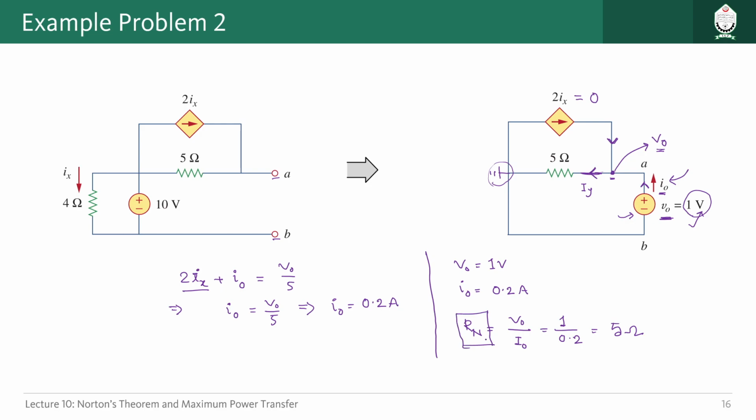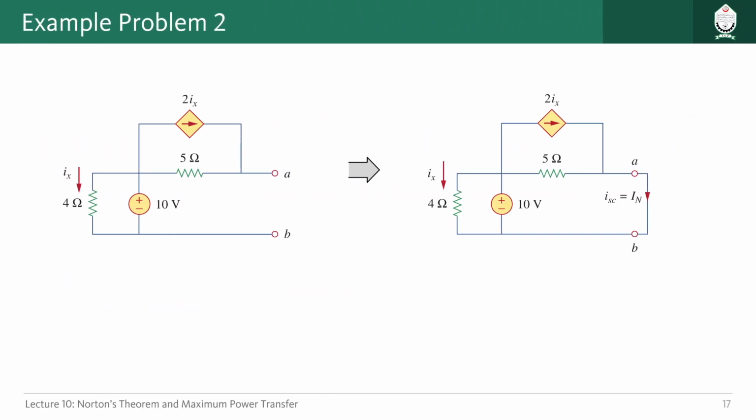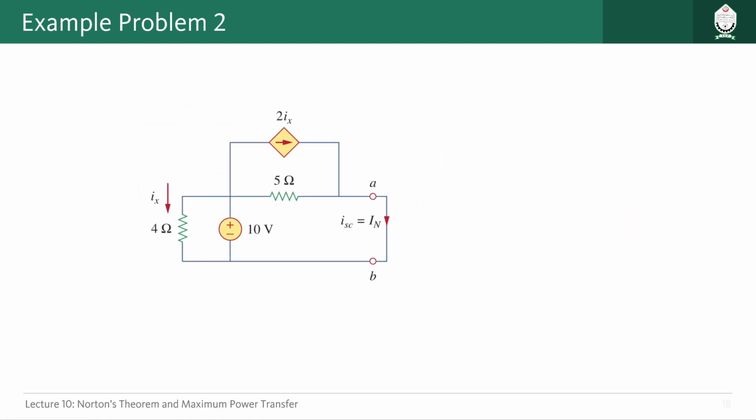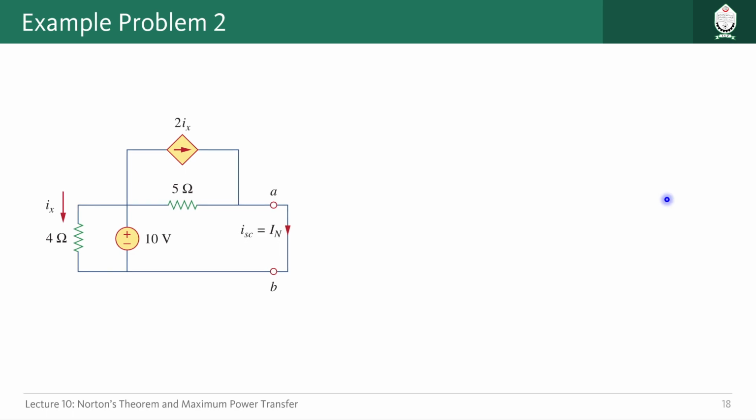Now let us try to find out the value of In. So again we have the initial circuit here, this one, and we have to short the terminals A and B, and find out the current going through that path. So this is the circuit we have to solve here, find out the value of In, then we can represent the equivalent Norton circuit for this initial circuit. So let us try to solve this circuit here.